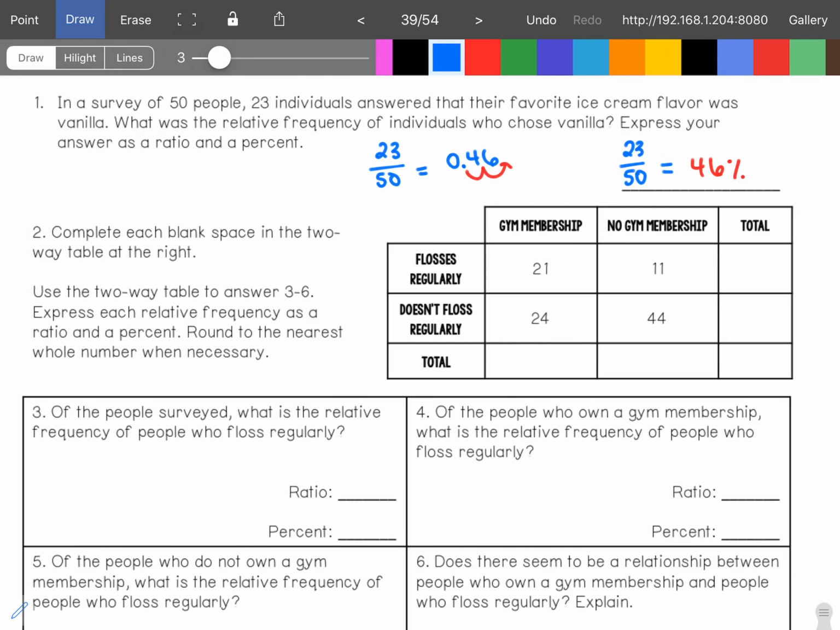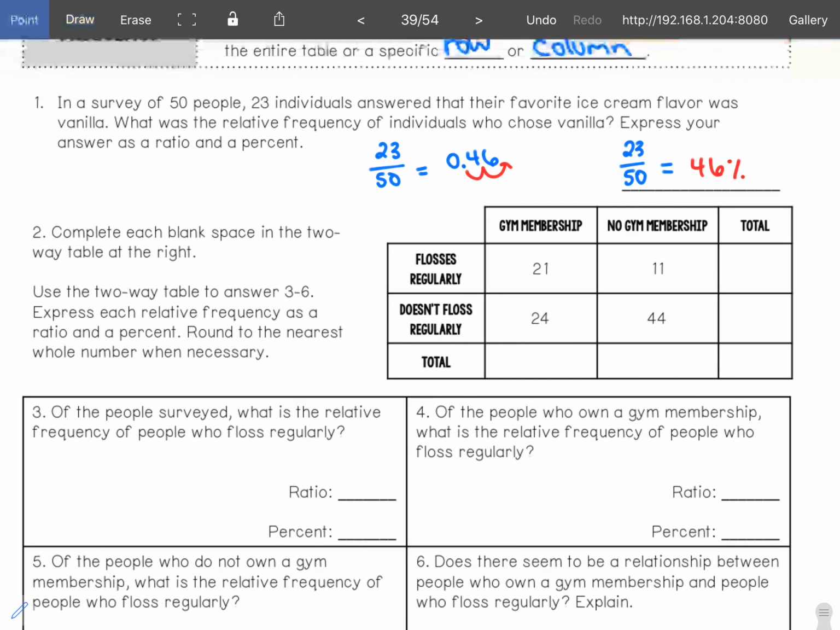Okay, number 2. Complete each blank space in the two-way table at the right. Use the two-way table to answer 3 through 6. Express each relative frequency as a ratio and a percent. Round to the nearest whole number when necessary. Okay, so the first thing we have to do is figure out this table.